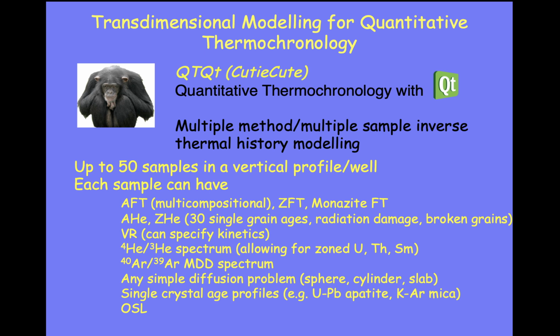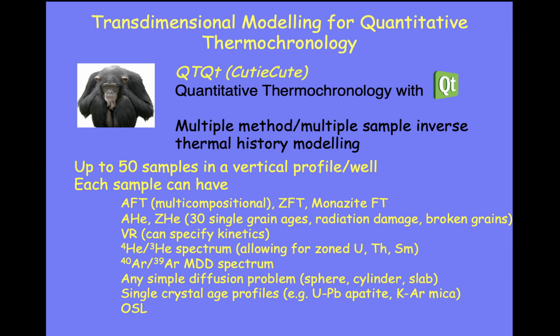For each of those 50 samples, you can have different data types. So you can have apatite fission track analysis. We can allow for multi-compositional annealing models, zircon fission track analysis, and even monazite fission track analysis, which is very recent and perhaps still requires a little bit of work. Apatite helium, zircon helium, pretty well established methods now. And you can incorporate up to 30 single grain ages for each sample. You can allow for different radiation damage models, you can allow for broken grains, and the other standard approaches for modeling helium diffusion data in minerals.